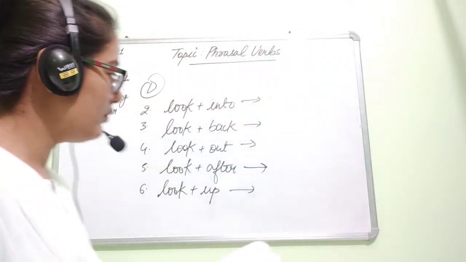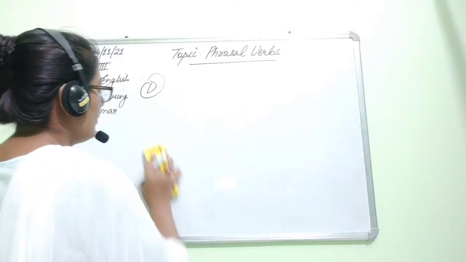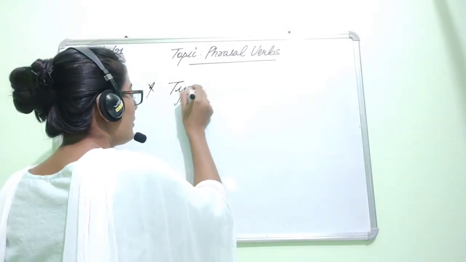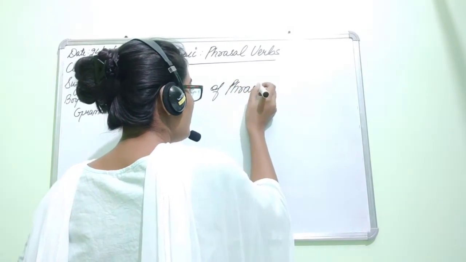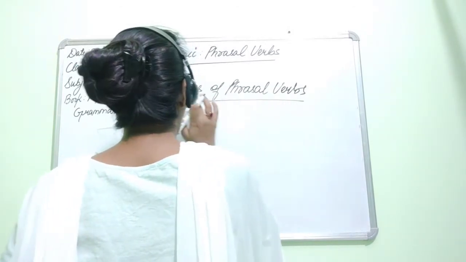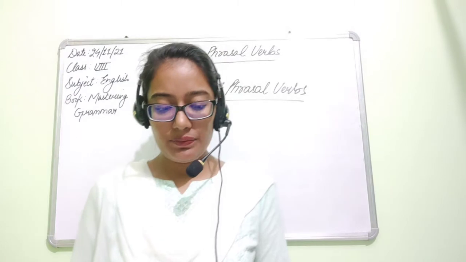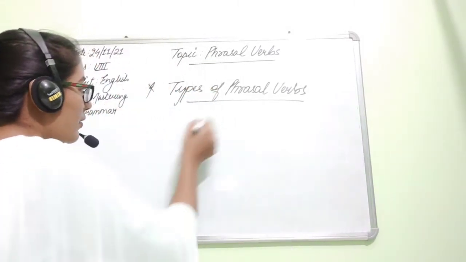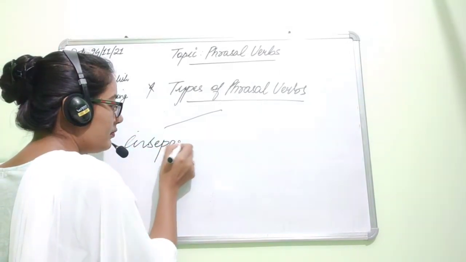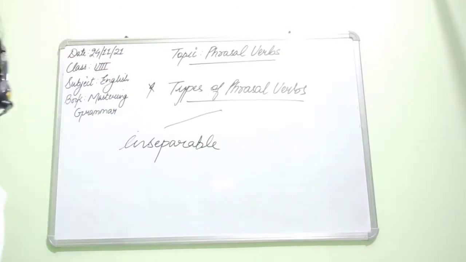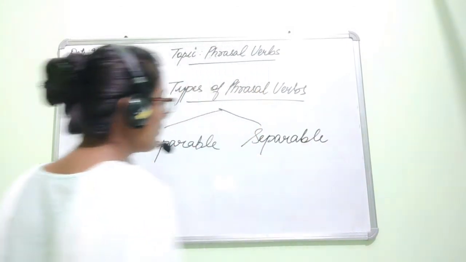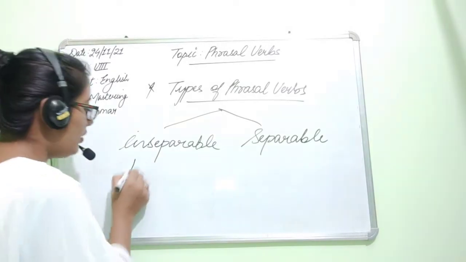Okay, I'm hoping that you have taken down the screenshot. So let's move on to another subheading, that is types of phrasal verbs. Now phrasal verbs are of various kinds. They can be divided broadly into two categories, and these two categories are inseparable and separable. Inseparable and separable phrasal verbs.